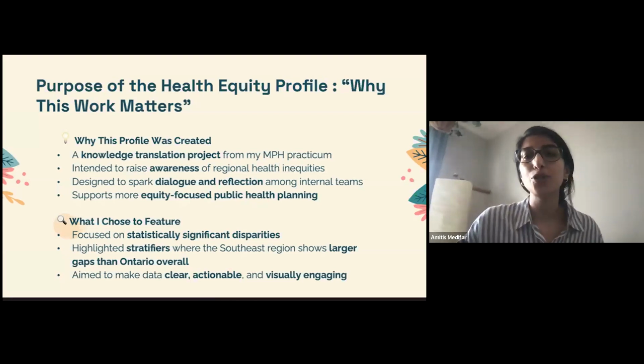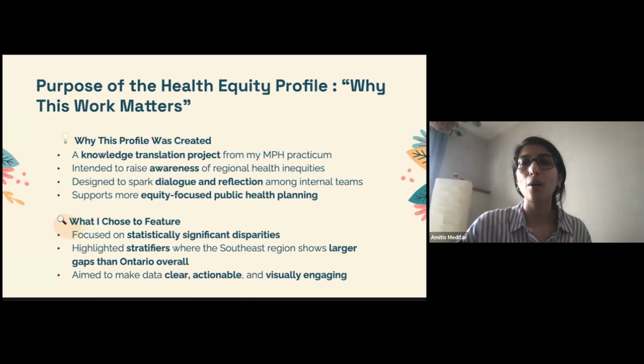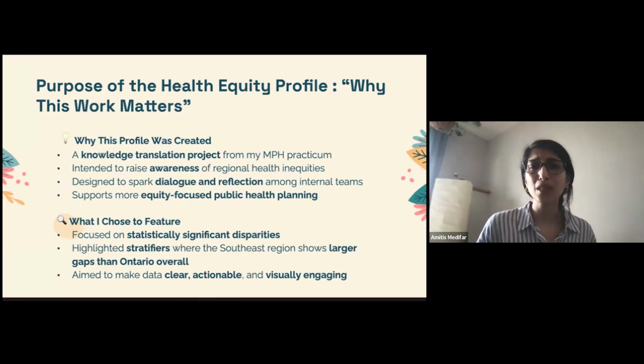I chose to focus on indicators where disparities were statistically significant, especially those where gaps in the Southeast were wider than in Ontario overall. The intention was to spark internal dialogue in the agency, spark reflection, and ideally more equity-focused decision-making, whether that was in planning, programming, or policy work.